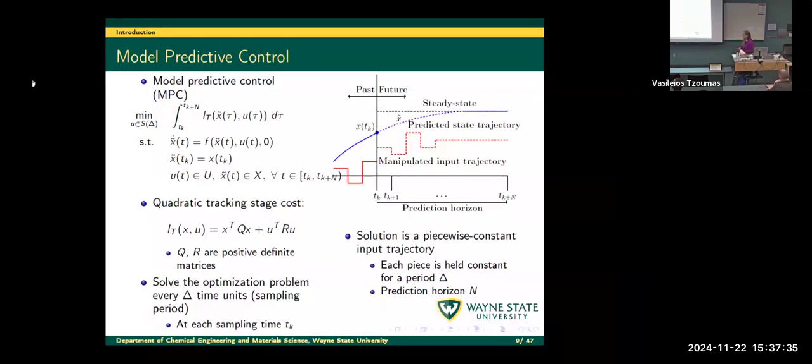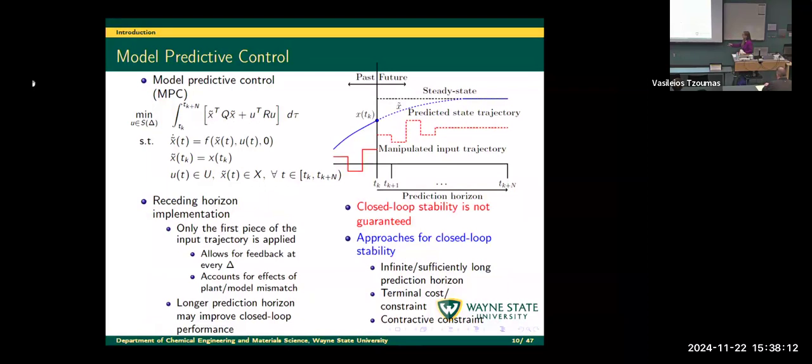And then we solve the optimization problem every delta time units. Delta in this notation refers to our sampling period. So we solve it at every sampling time tk. And the solution is then a piecewise constant input trajectory where we hold each piece constant for a time period delta, and we have a prediction horizon of length N. So this figure shows all of that. It shows making predictions of the state, which are these dotted lines, which approach the steady state ideally, and then figuring out which inputs to apply and sample and hold throughout the prediction horizon, where over one sampling period, we're able to hold it constant and then change it, and there will be N sampling periods for the prediction horizon. And then we're going to apply this in what's known as a receding horizon implementation.